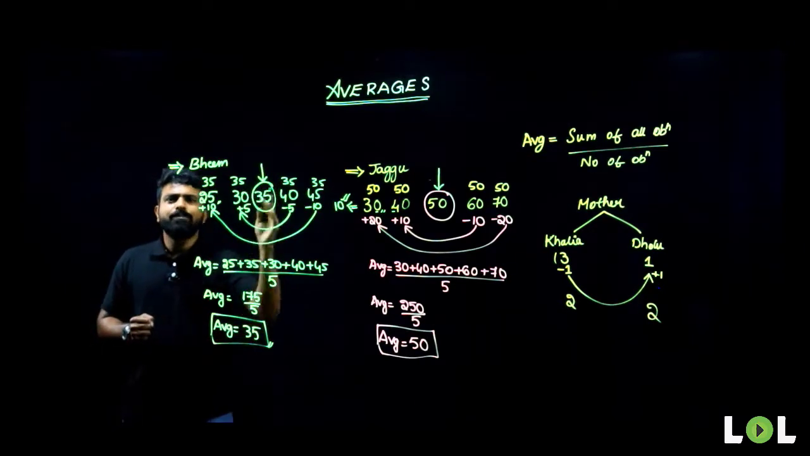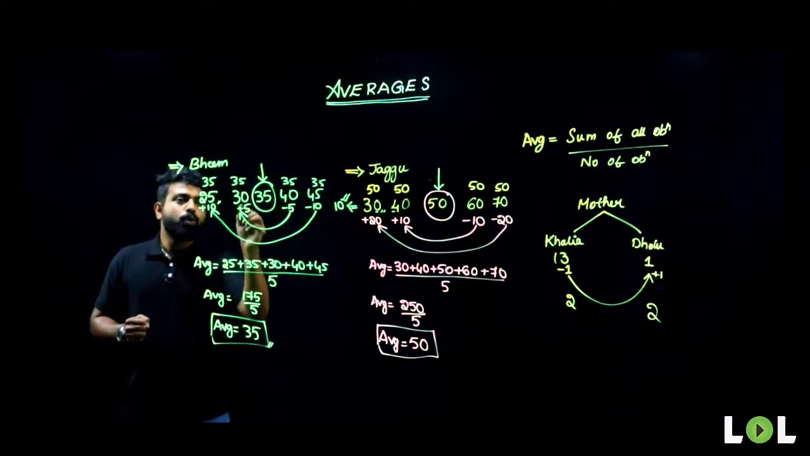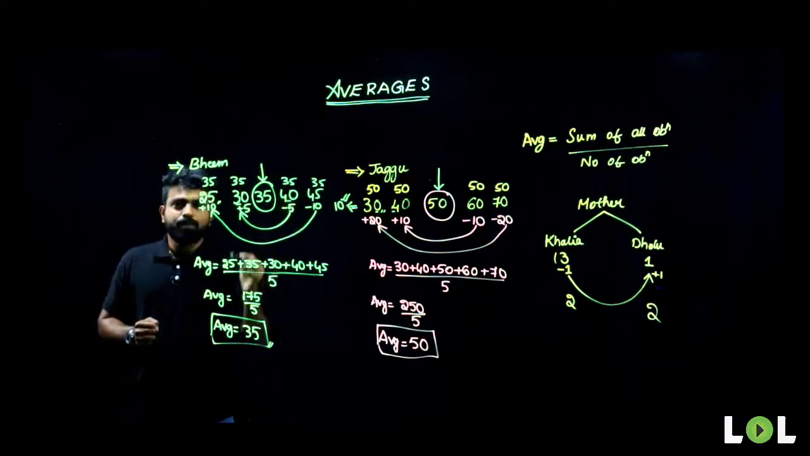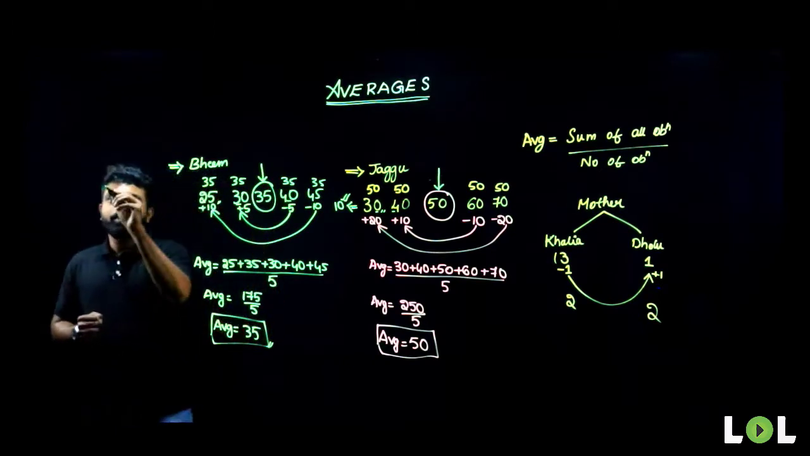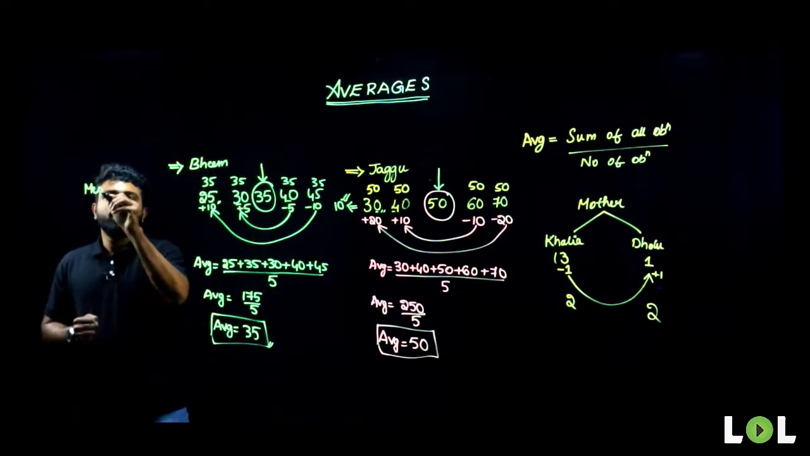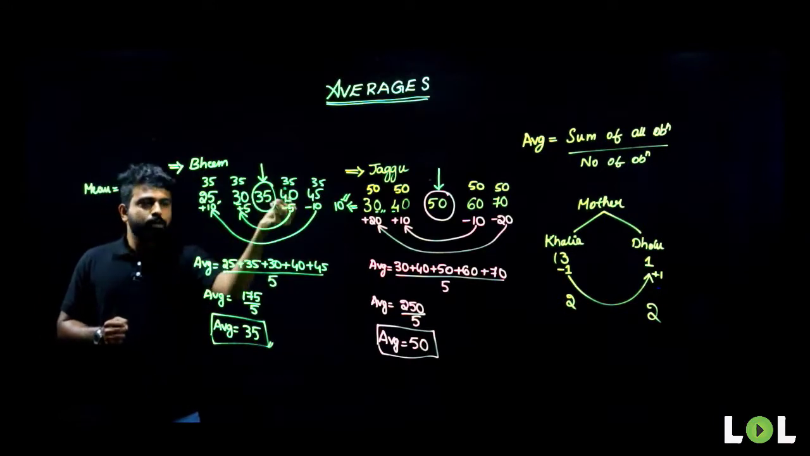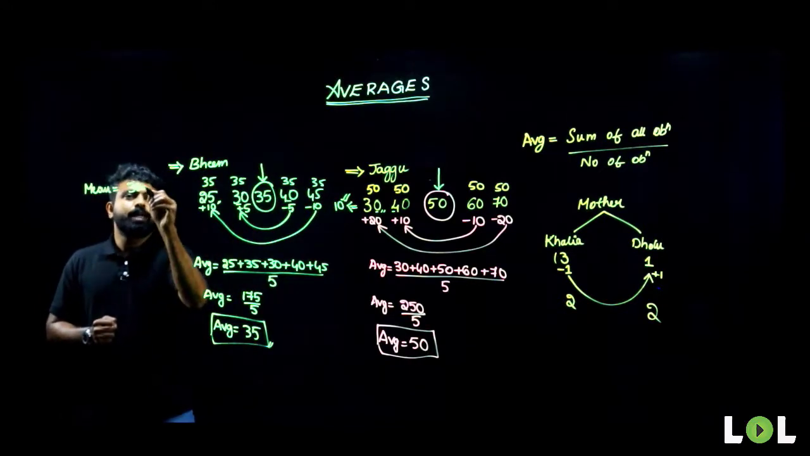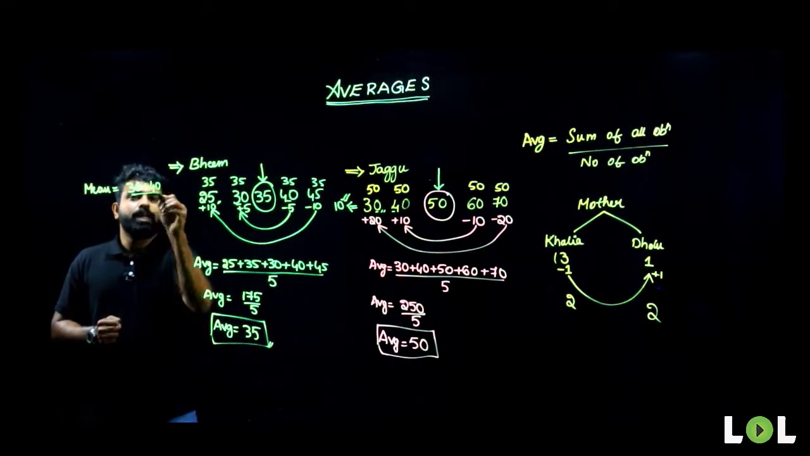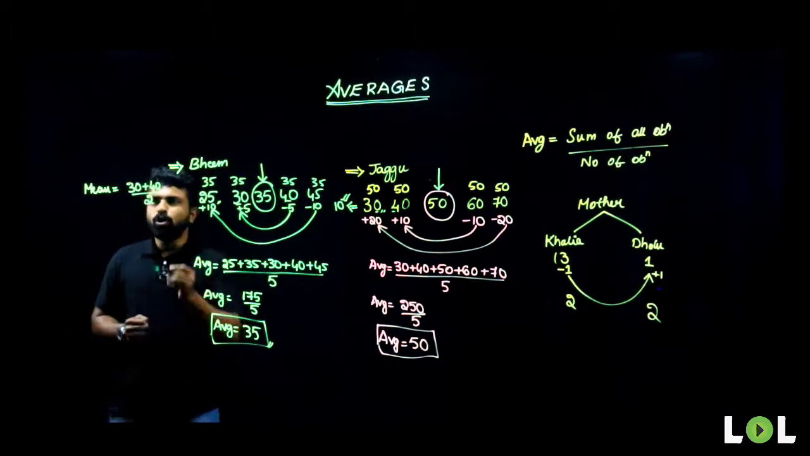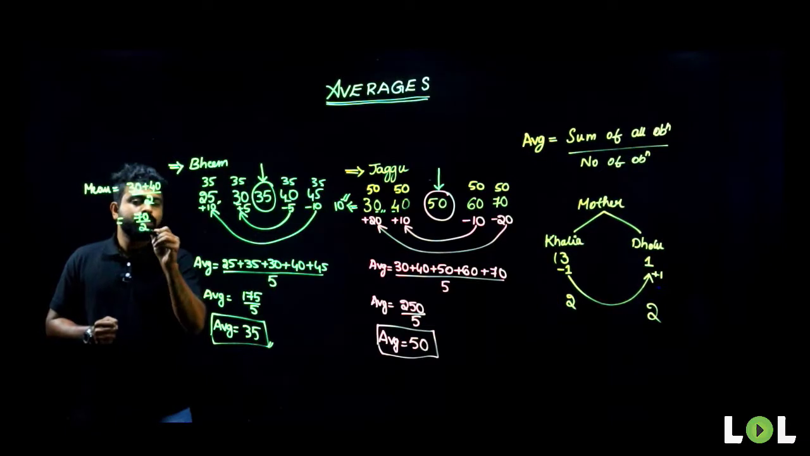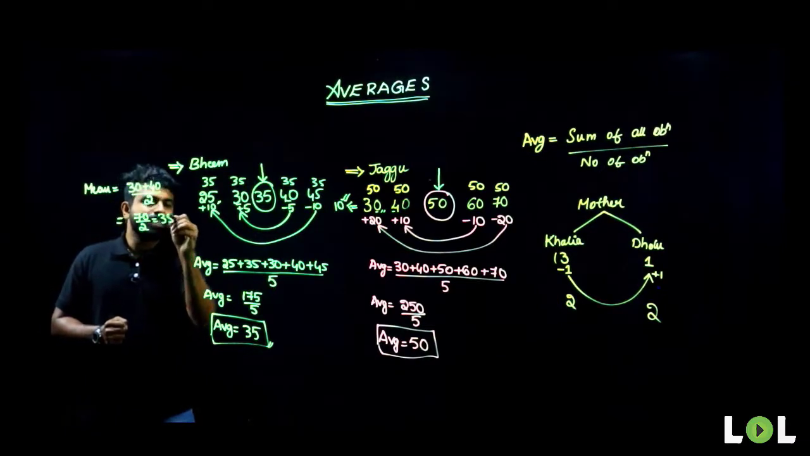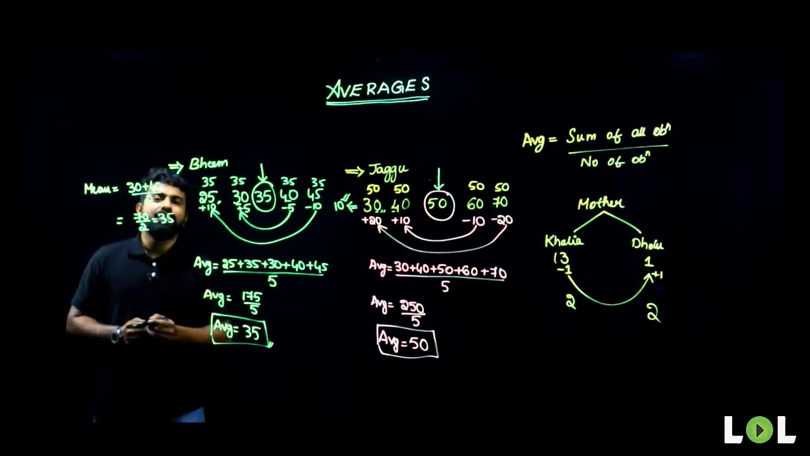But then can we observe anything else? Yes. Now look at these terms 30 and 40. What is the mean of these two terms? Mean of 30 and 40 will be the sum of those two terms, 30 plus 40, divided by 2. So what do we get? We get 70 by 2. That is nothing but 35 and it is the same as my average here.